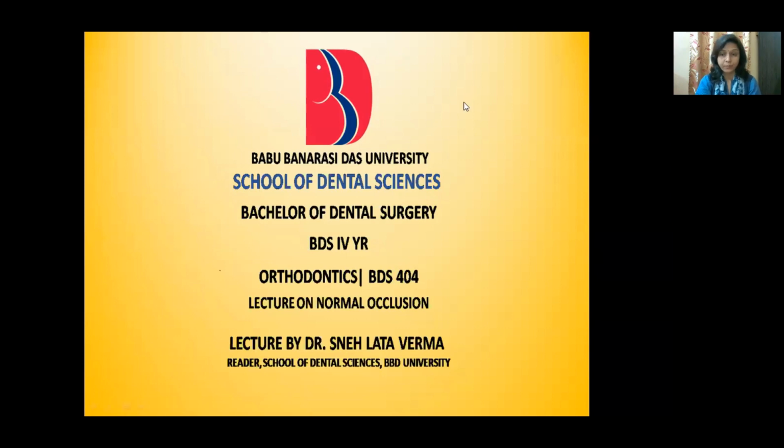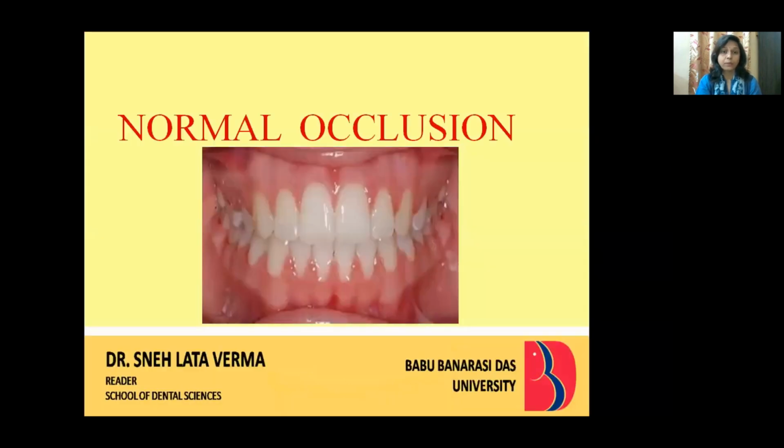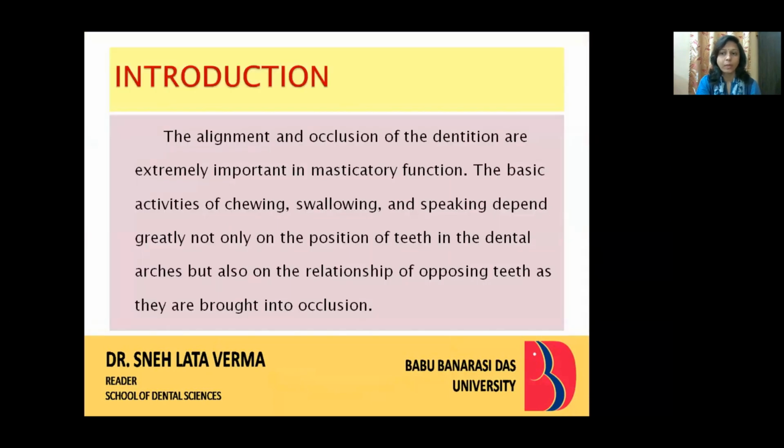In today's video lecture, we are going to talk about the normal occlusion. So, in dentistry, occlusion refers to the relationship of maxillary and mandibular teeth when they are in functional contact during activity of the mandible. The alignment and occlusion of the dentition are extremely important for the masticatory function. The basic activities of chewing, swallowing, speaking all depend not only on the position of the teeth in the dental arches, but also on the relationship of opposing teeth as they are brought into the occlusion.